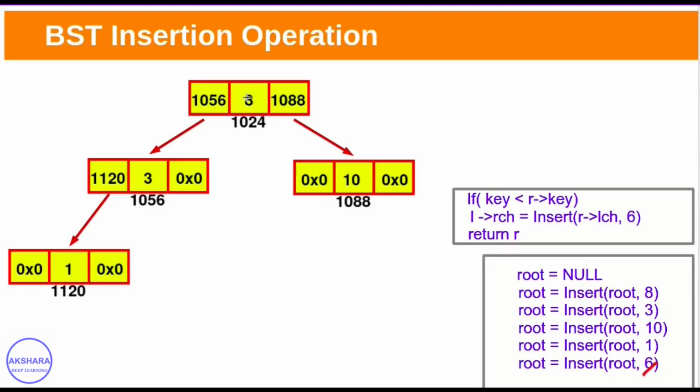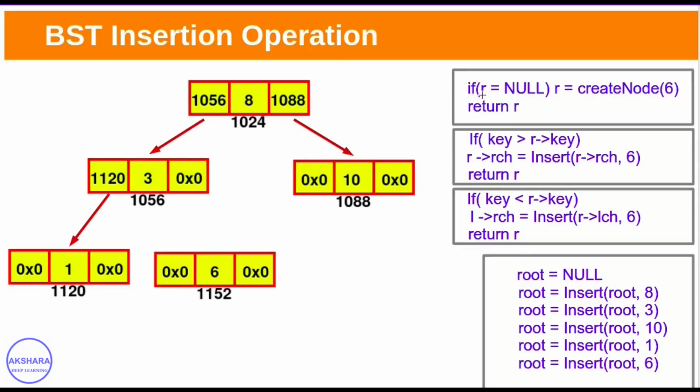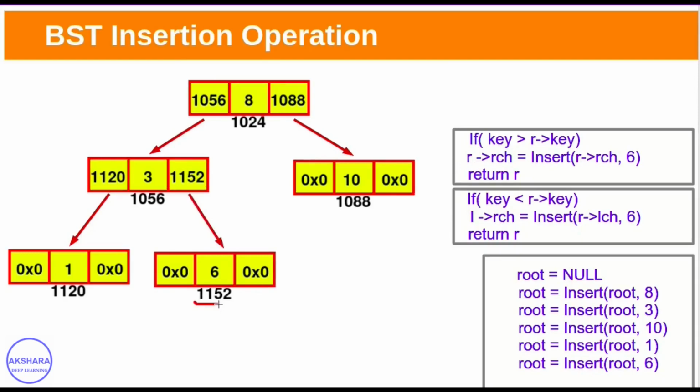Insert 6: 6 is less than 8, so a recursive call will be made on the left subtree, but here 6 is greater than 3. So a recursive call will be made on the right subtree, but here the right subtree is null. In this recursive call, this root will get the null value. So a new node will be created with this key 6. So this is the new node, and its address will be returned. This new node address would be stored within the right child of this previous root. So now this 3's right child is updated with this new node address 1152.